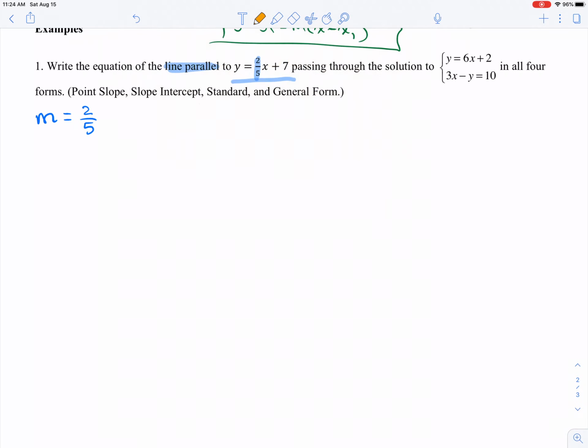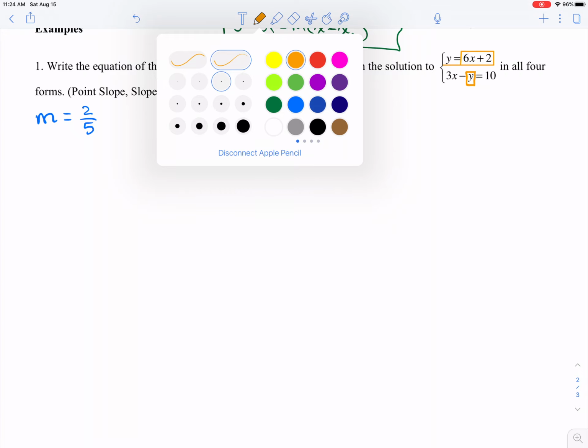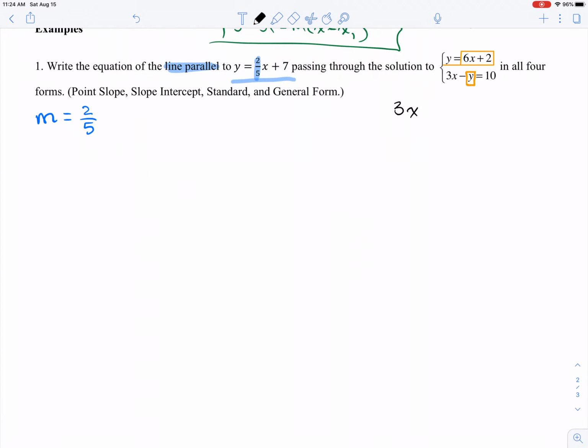All right, so now we're kind of going back to our Algebra 1 days to solve the system. Where do the two lines intersect each other? My recommendation is to use substitution because we have y by itself. And so wherever I see y in that second equation, I'm going to sub in 6x plus 2. So we have 3x minus 6x plus 2 equals 10. Let's use that distributive property, so we get 3x minus 6x minus 2 equals 10. Combine my like terms, I'm going to add 2 to the other side.